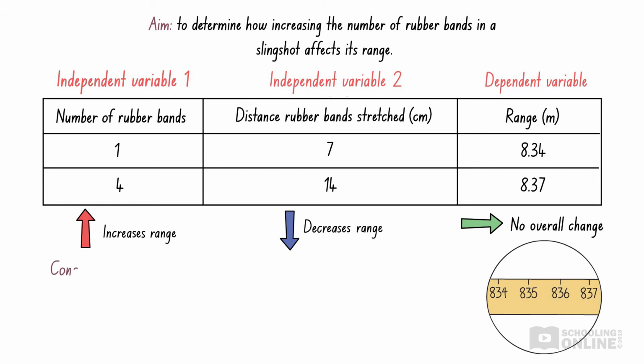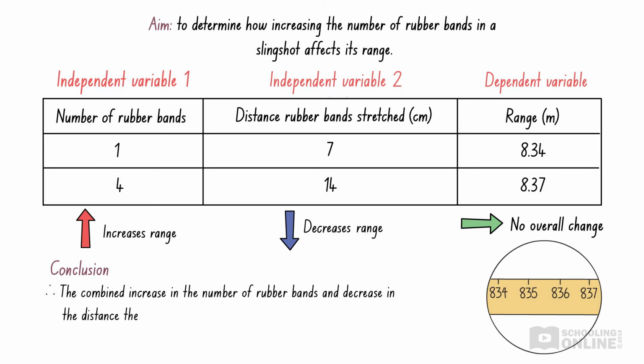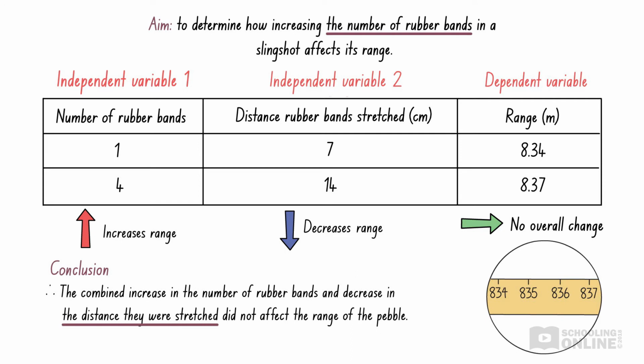The correct conclusion to this experiment is that the combined increase in the number of rubber bands and the decrease in the distance they were stretched did not affect the range of the pebble. This conclusion does not address the aim of our experiment. Our aim focuses on the number of rubber bands, but our conclusion mentions something unrelated, the distance they were stretched.